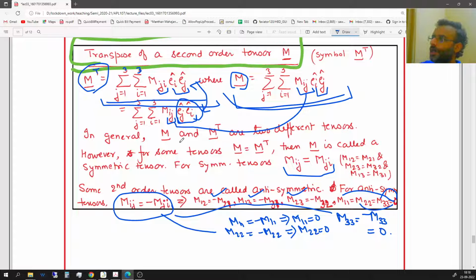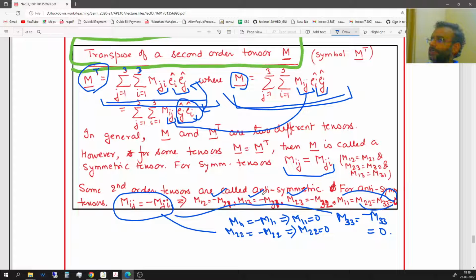In general, M and M transpose are two different tensors. However, for some tensors, M equals M transpose. Transpose and the original tensor are the same. If that is the case, then M is called a symmetric tensor. It is a special type of second order tensor. For symmetric tensors, it will turn out that Mij equals Mji, where i and j can take value 1, 2, or 3. So, it means that M12 will be equal to M21, M23 will be equal to M32, and M13 will be equal to M31.